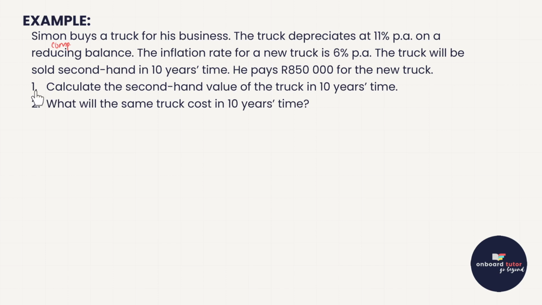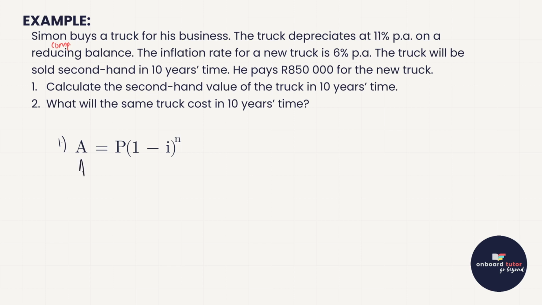It says, first of all, calculate the second-hand value of the truck in 10 years' time. So now we need to consider the fact that if Simon wants to sell his truck, he's going to sell it for less than he bought it for. So he's going to use the depreciation formula, which we can get from the formula sheet. A is equal to P(1 - in). I want to know what it will be worth in the future. Currently, the truck is worth 850,000. So that's the P value.